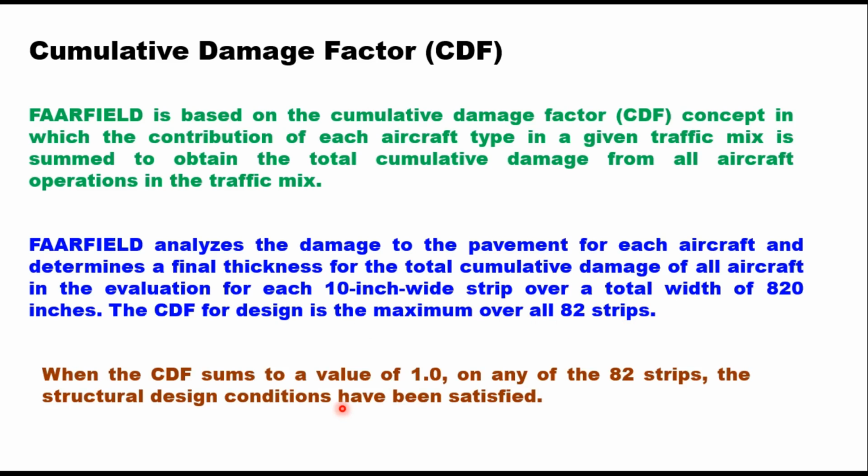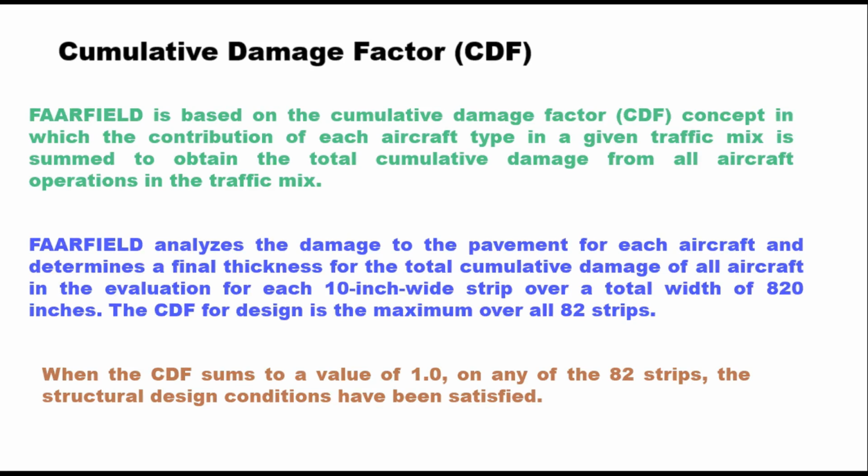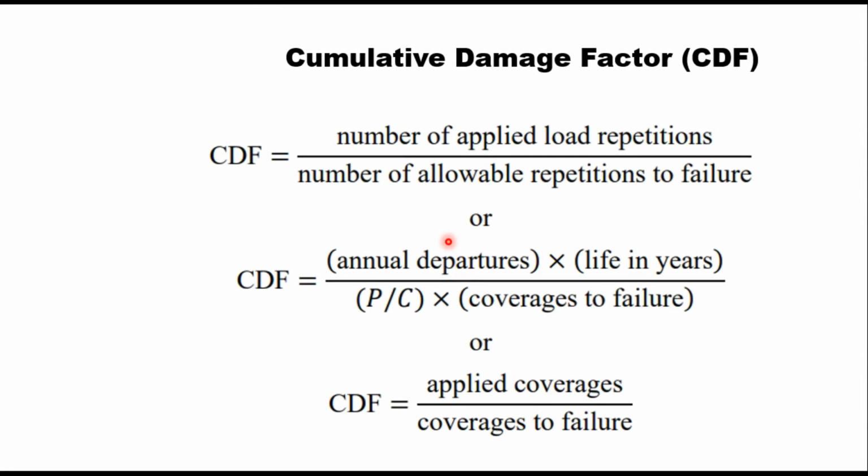When the CDF sums to a value of 1 on any of the 82 strips, the structural design conditions have been satisfied. The CDF is calculated using this equation: number of applied load repetitions divided by number of allowable repetitions to failure. This is equal to annual departures into life in years divided by P by C, that is pass to coverage ratio into coverage to failure, or this can be written as number of applied coverages divided by number of coverages to failure. That is the CDF.